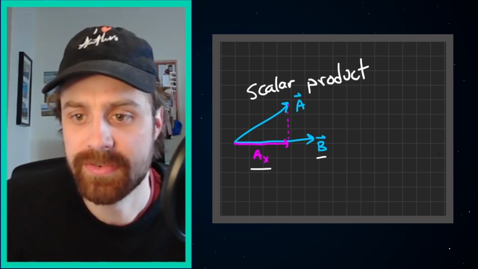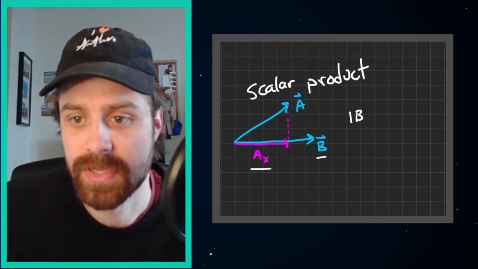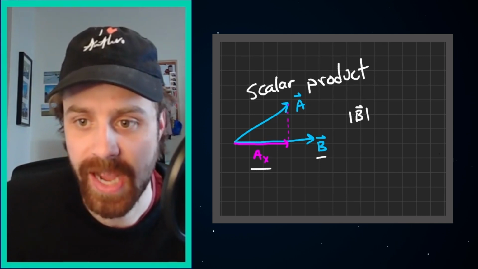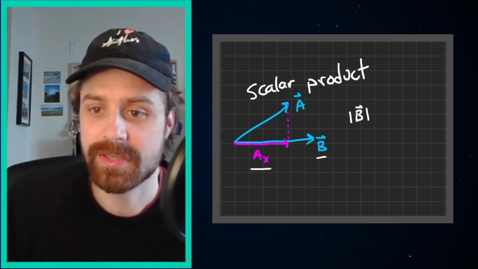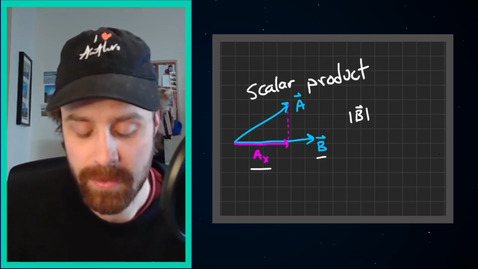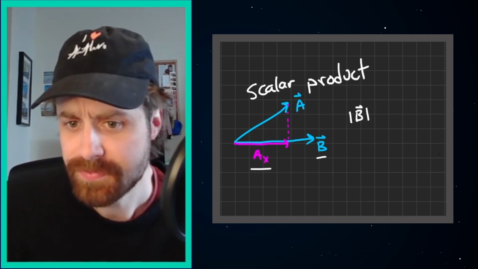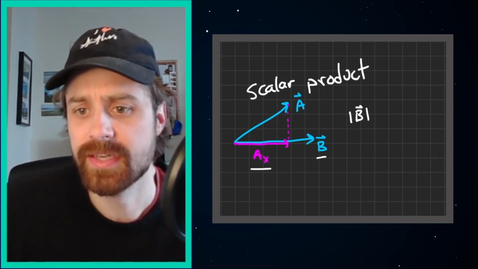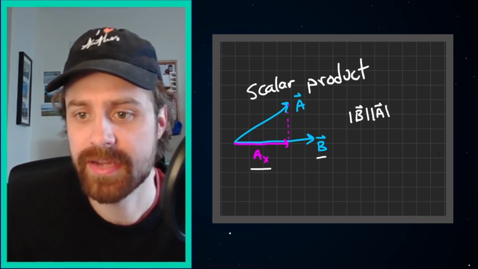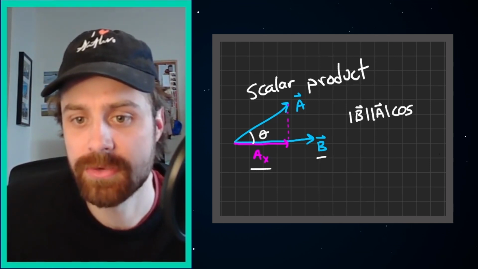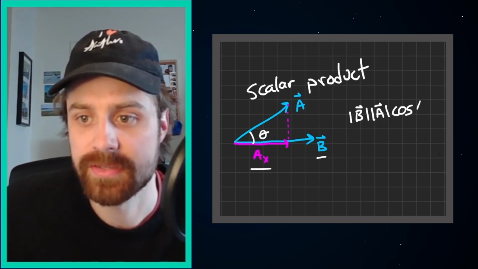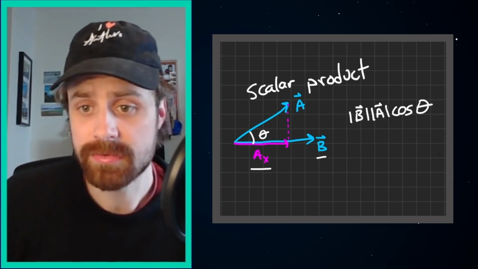So the magnitude of vector B, that's easy. Just the magnitude of vector B. And the magnitude of AX, though, is a little bit different. If you remember back to our previous video, AX is simply the magnitude of A multiplied by cosine of the angle between vector A and vector B. And so that is what our scalar product is.